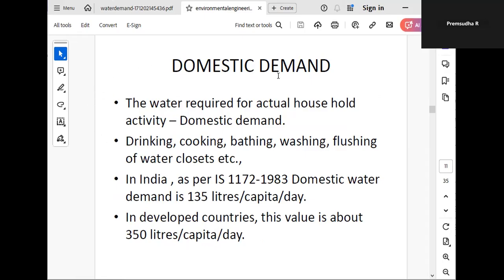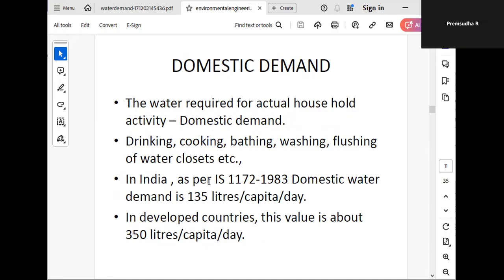What is meant by domestic demand? The water required for actual household purposes is called domestic demand. So what comes under domestic demand? Drinking, cooking, bathing, washing, flushing water closets, etc.